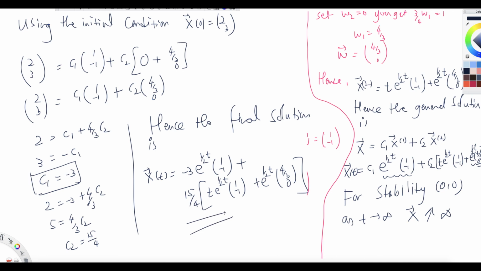Okay, guys. So this is how we solve a pair of first order linear homogeneous ordinary differential equations using the eigenvalue method when the two eigenvalues are repeated and the given coefficient matrix A is non-diagonal. So it is a little bit longer, okay?